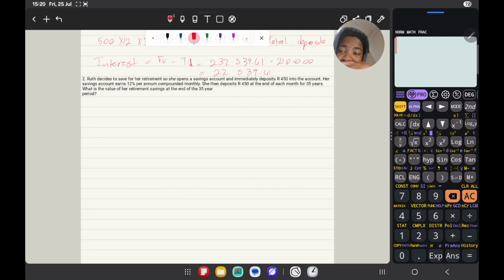Cool. See the second one. So Ruth decides to save for her retirement. So she opens a savings account and immediately deposits 450 into her savings account. Her savings account earns an interest of 12% compounded monthly. Then she deposits 450 at the end of each month, right? What is the value of her retirement savings at the end of the 35 year period?